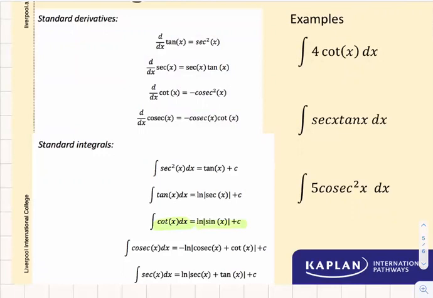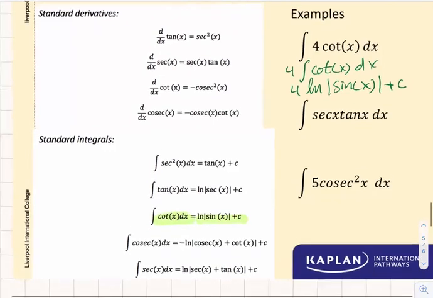So immediately we can say, therefore, you can put the 4 outside if you want. It's like 4 times the integral for cot x dx, and the integral for cot x is ln sine x plus c. So it's going to be 4 ln sine x plus c. Okay, so that's the first one.